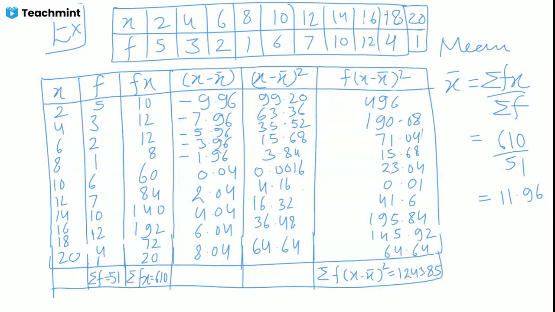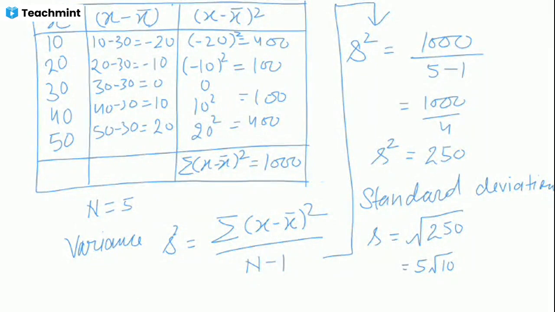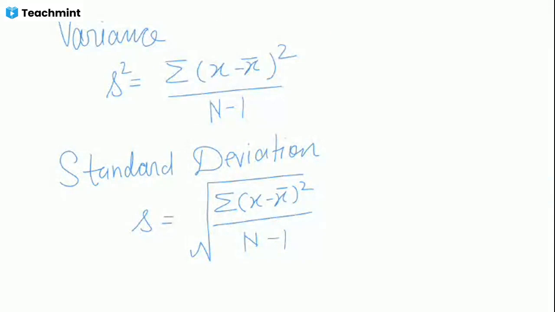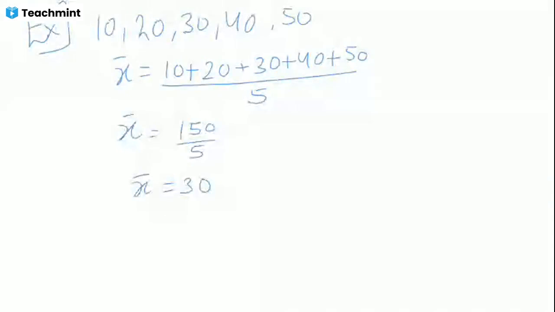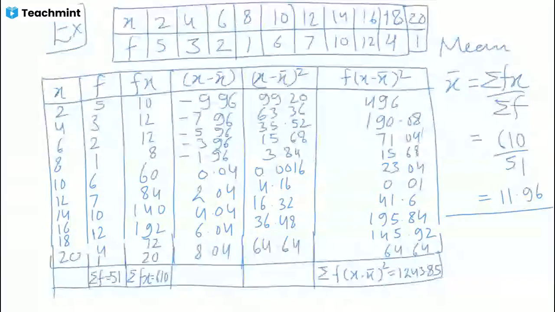So we need to find the variance now. To find variance, just use this formula. Here we have 10 values, so obviously n minus 1 gives 10 minus 1. Here capital N is the sum of frequency, so let us find the summation f also. Summation f is 51. Let us find the variance on the next page.